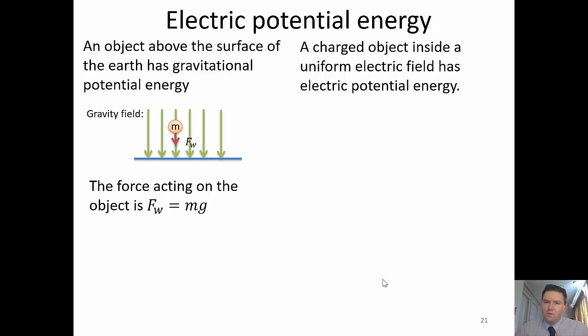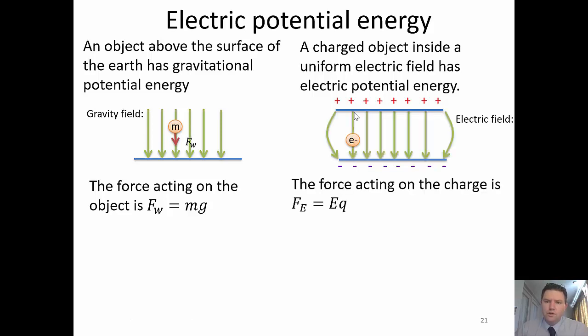In a very similar way, we have electric potential energy. A charged object inside a uniform electric field has electric potential energy. In this case, this negative charge is attracted to the positive plate, and so it would like to travel here. At the moment it has electric potential energy, and as it begins to move towards the positive plate, that electric potential energy will be converted into kinetic energy. The force acting on that is F equals EQ, as we've just seen.